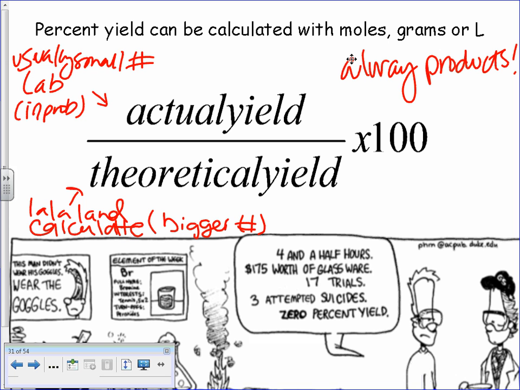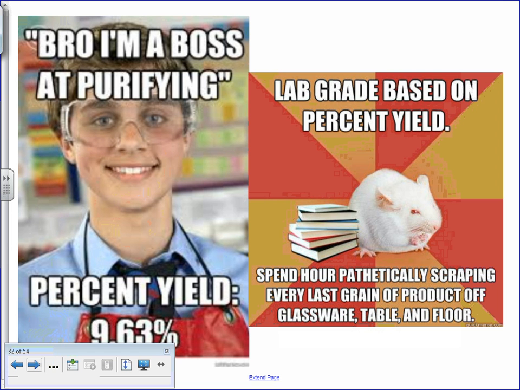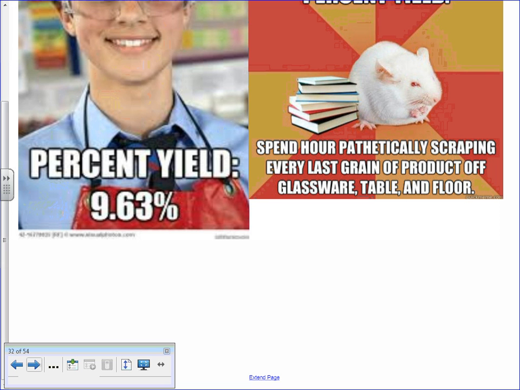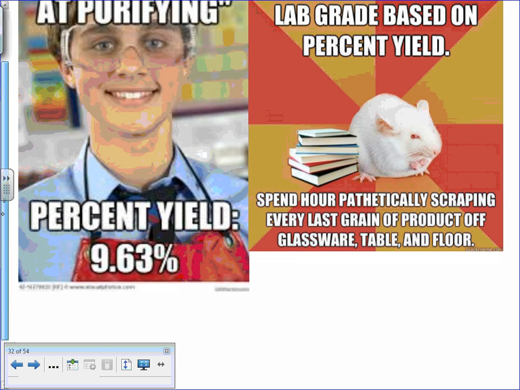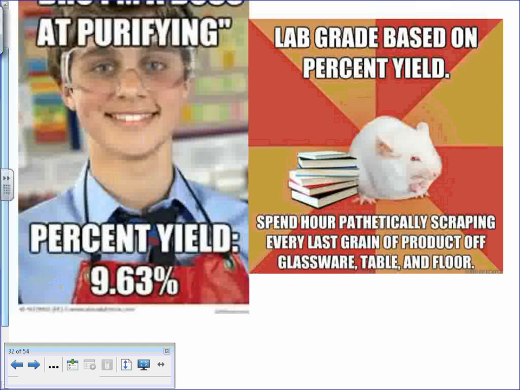Okay, so my jokes for you. We're on a boss at purifying. 99.6% yield. And this was us. This was AP Chem in one of our labs. I told them they could get more money for getting the best percent yield. We were all scraping crystals off the bottom of the beaker to get the best yield. So lab grade based on percent yield. Spent an hour pathetically scraping every last grain of product off the glassware, table and floor, especially when your partner spills it and you really try not to strangle them. So Nathan Hayes, 2 years ago, Nathan Chem. Who knows Nathan? Nathan Hayes spilled the crystals everywhere. They crystallized on the table. They were beautiful, but they were on the table. So he was scraping them up.